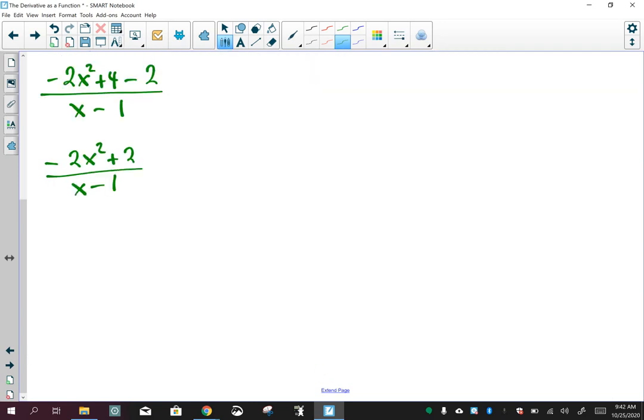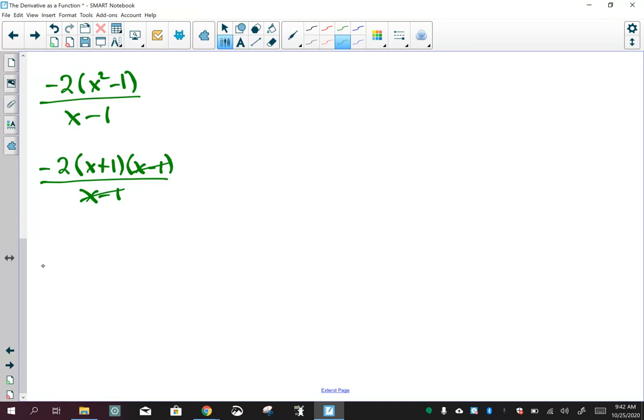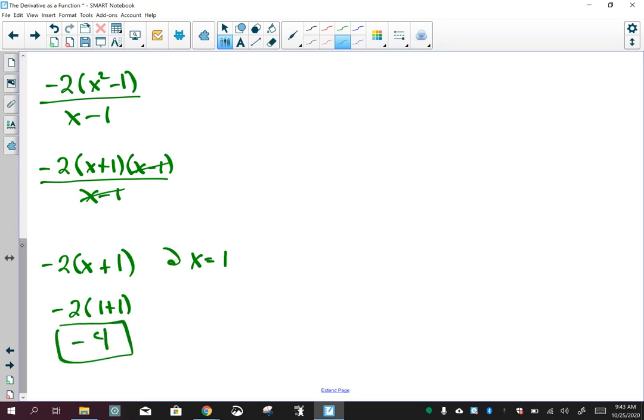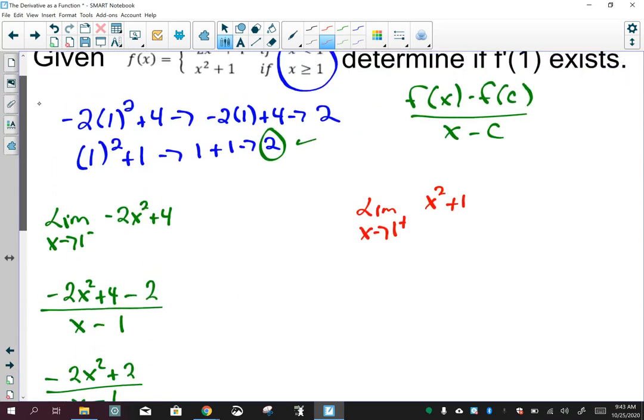So then I'm going to clean this up. I'm going to pull out a negative 2. And that gives me x squared minus 1 all over x minus 1. So then negative 2, x plus 1, x minus 1, all over x minus 1. Those cancel. So then I've got negative 2 of x plus 1. I'm going to run that at x equal to 1. So I get negative 2 times 1 plus 1, which is negative 4. So this is my first one. In order for this to be differentiable at this specific point, when I run the limit of the other one, we have to get a negative 4 as an answer.